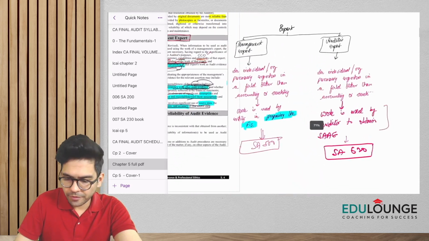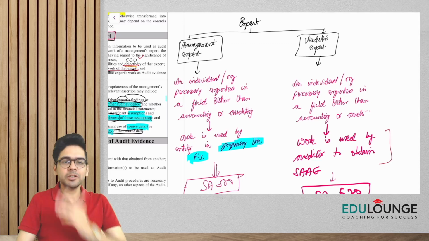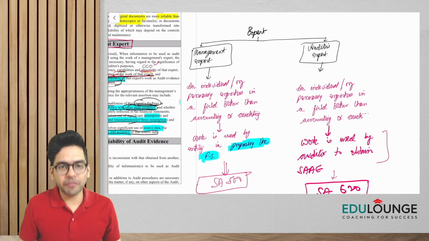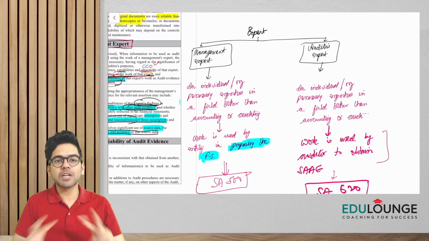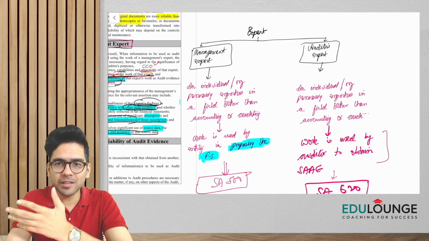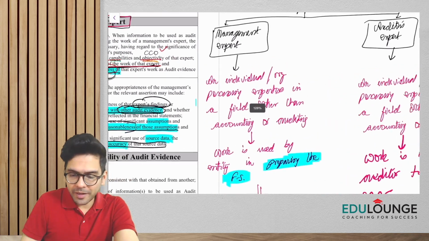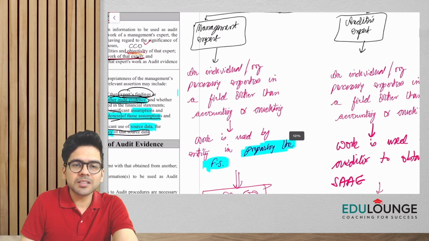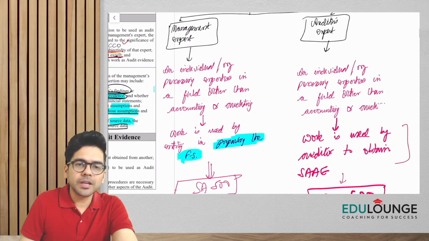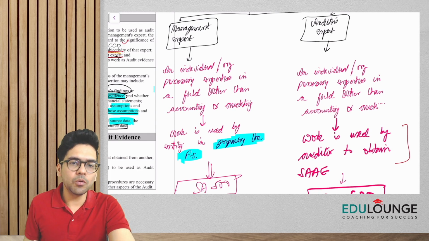Yeah, you'll find it here. So the topic is using the work of management's expert. First, let us understand, guys, the concept of expert. In the entire auditing subject, we'll be discussing two experts. One is management's expert, and the second one is auditor's expert. Now who is a management's expert? Let's first understand this. It says an individual or an organization possessing expertise in a field other than accounting or auditing.